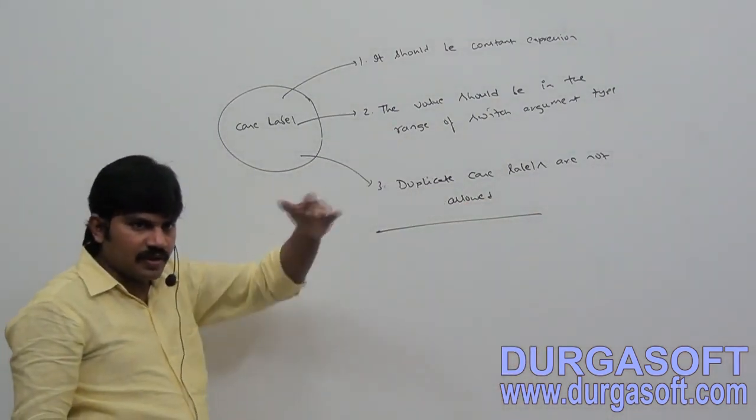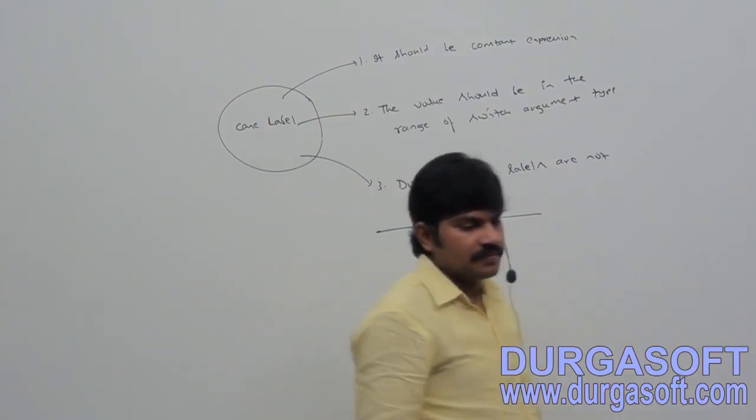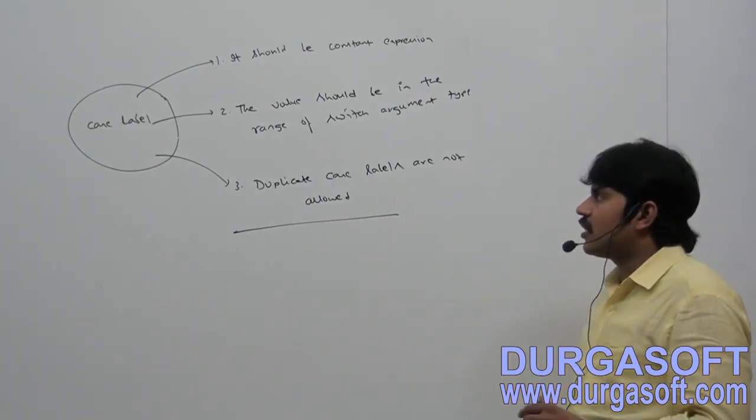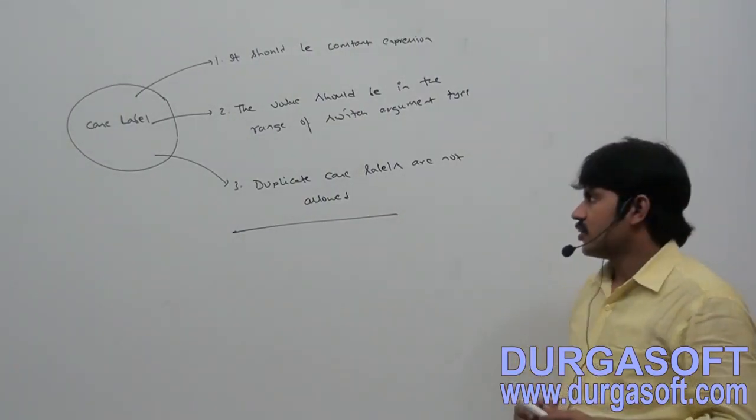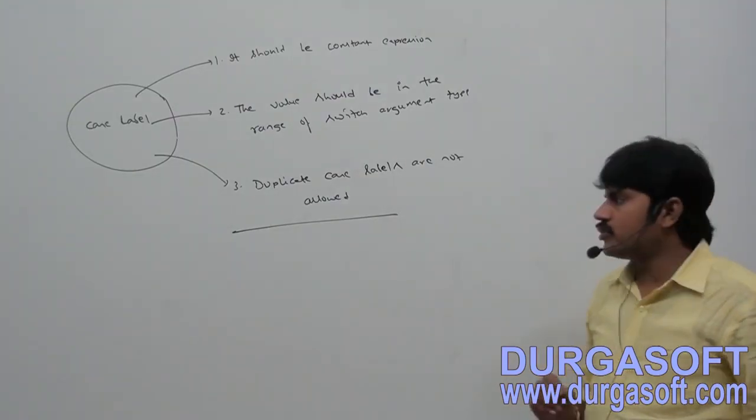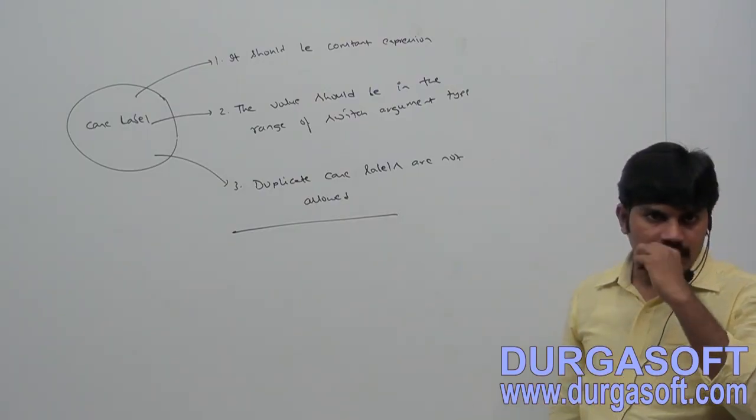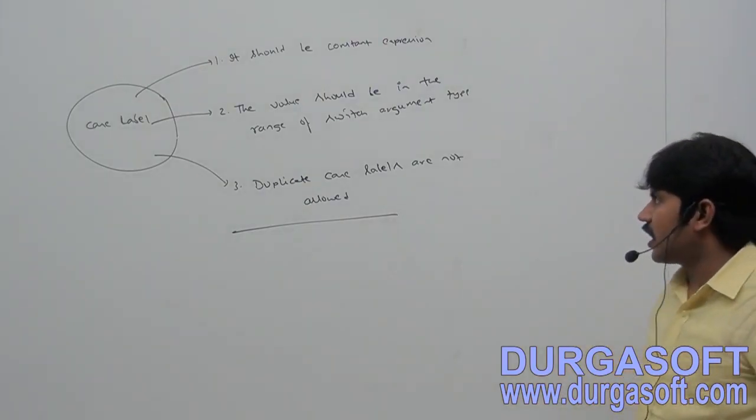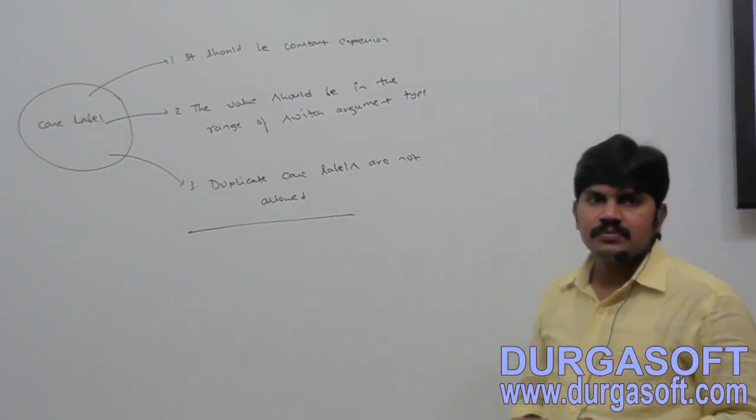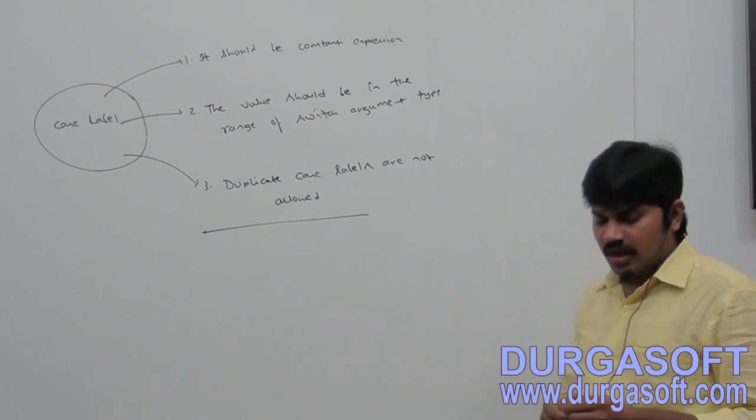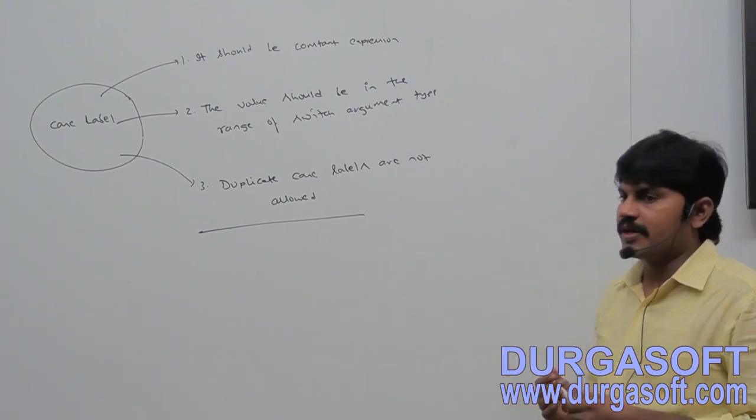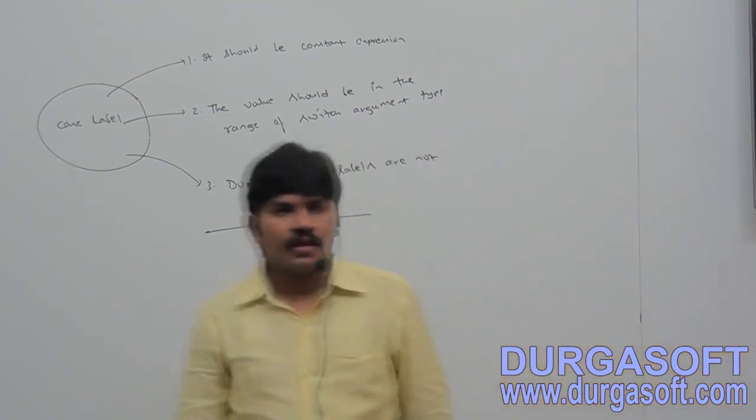Is it clear for all of you? Look at this point. In the summary, case label should be a constant expression. The value should be in the range of switch argument type. Next, duplicate case labels are not allowed.